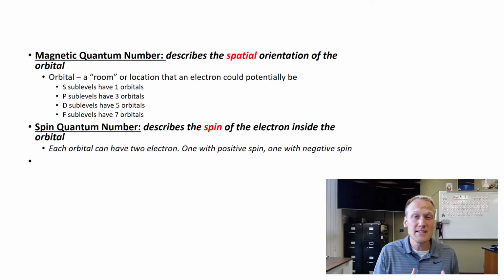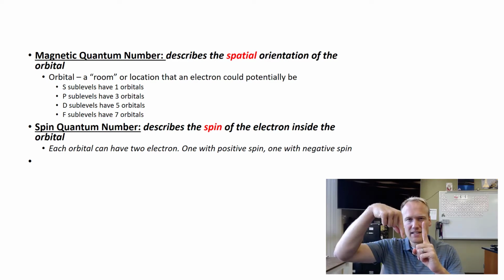A P sublevel can hold 3 orbitals, which means it can hold 6 electrons. A D sublevel can hold 5 orbitals and therefore has 10 electrons that it can place. And then F can hold 7 orbitals and therefore 14 electrons could be placed in an F sublevel. Just as I said a little earlier, the reason that you can put 2 electrons in those orbitals is because one has a positive spin and one has a negative spin.